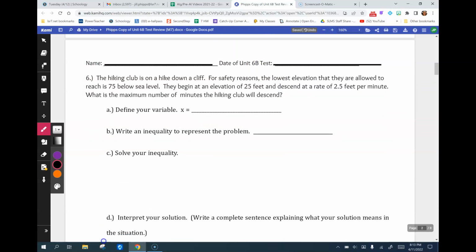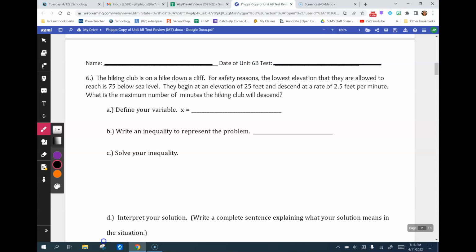Number 6, again, we're going to read it first and we're going to mark it up. The hiking club is on a hike down a mountain. For safety reasons, the lowest elevation they are allowed to reach is 75 below sea level. They begin at an elevation of 25 feet and descend at a rate of 2.5 feet per minute. What is the maximum number of minutes the hiking club will descend?